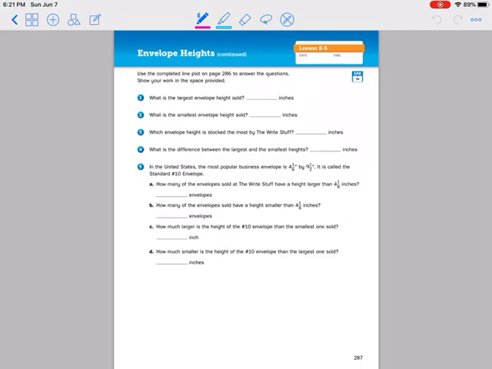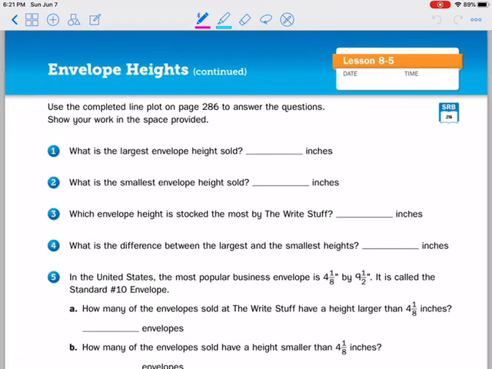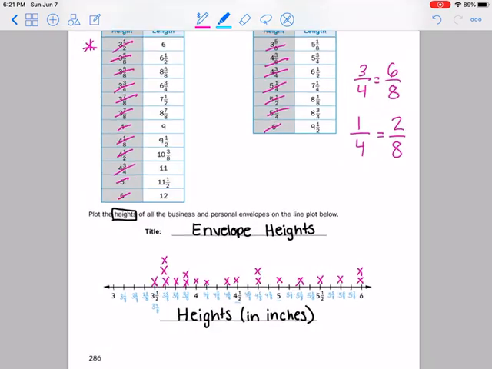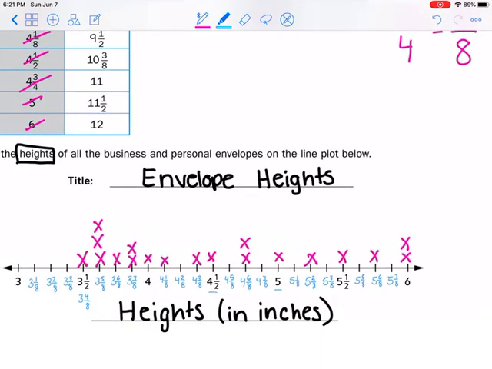So I am going to be flipping back and forth, but I'll be zooming in so you guys can see a little bit better. So it says, envelope heights continued. Use the completed line plot on page 286 to answer the questions. Show your work in the space provided. So the first question asks, what is the largest envelope sold? So we're going to go back and look at what our largest data point is.